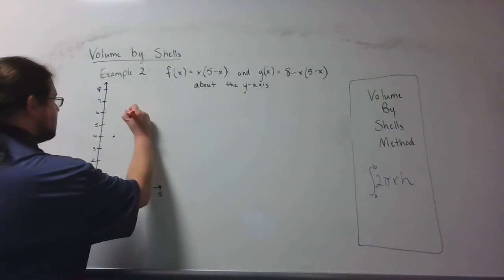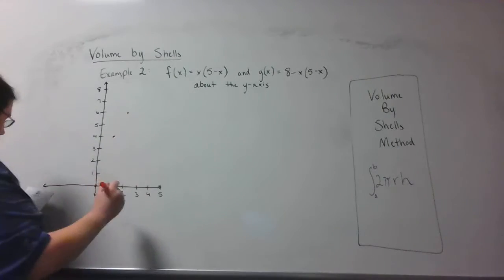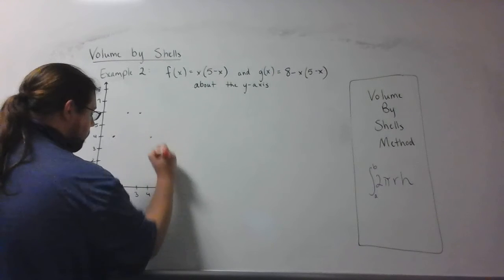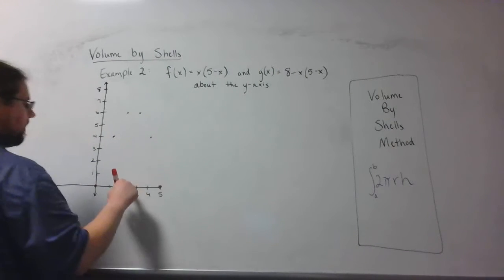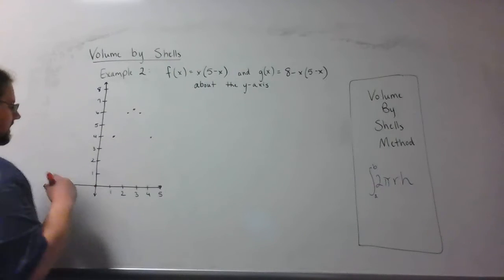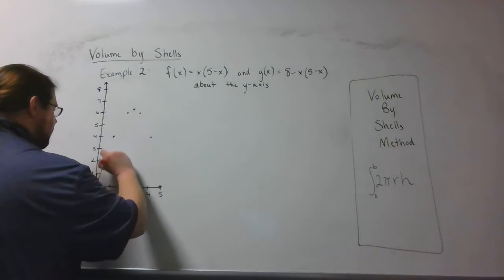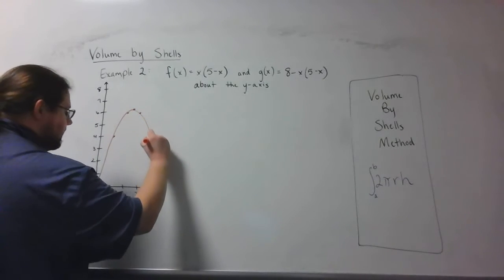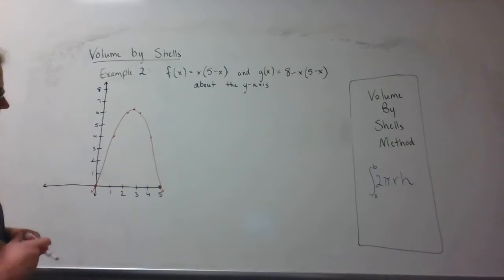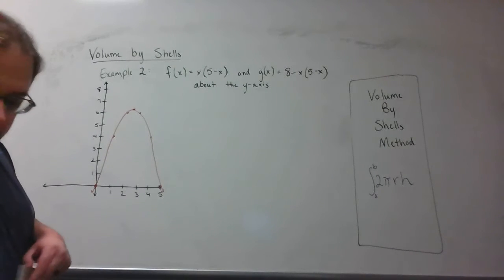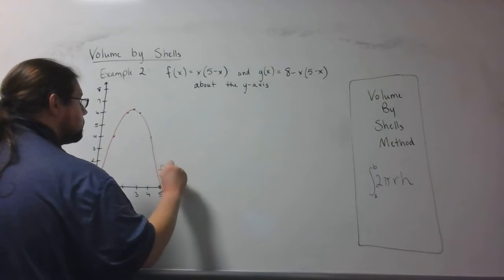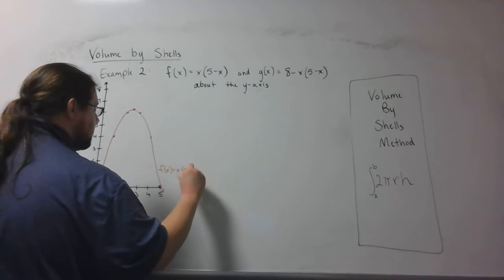Plug in 2, you get 6. At 3, you also get 6. And it's going to start coming back down. At 4, it's 4. And at 5, it's 0. If I were to look at 2.5, that's the peak of it, its vertex, which is about 6 1/4. Not such a big deal in this question. I just want to, again, get an idea what this looks like. So there's the first one. Actually, I'll label that just so I don't forget about it later. That's f of x equals x times 5 minus x.